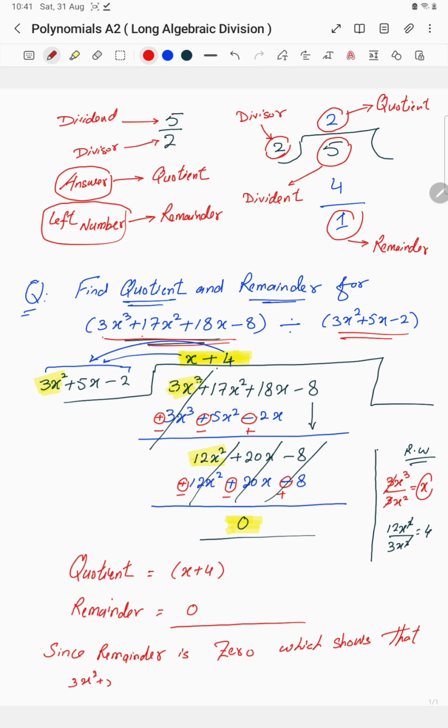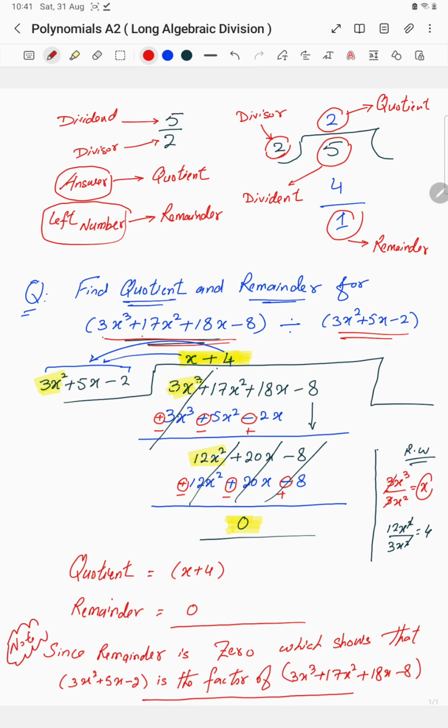3x squared plus 5x minus 2 is a factor of 3x cubed plus 17x squared plus 18x minus 8. This is the note. You need to note this point. They can also ask to prove that 3x squared plus 5x minus 2 is a factor of this one. If they ask, do the same process and once you get 0, hence proved that it is a factor. Let's proceed to another question.